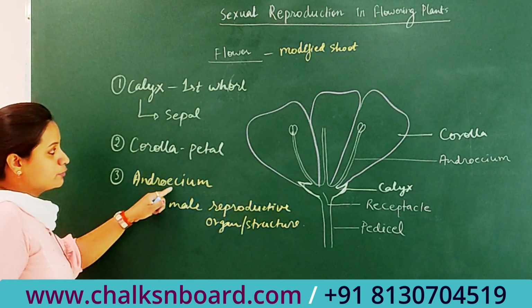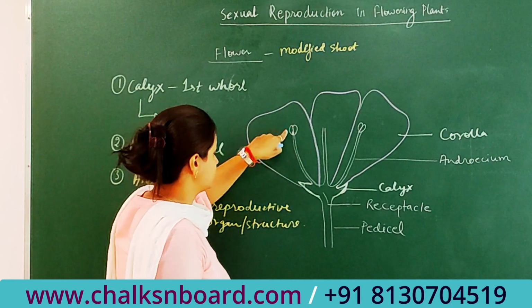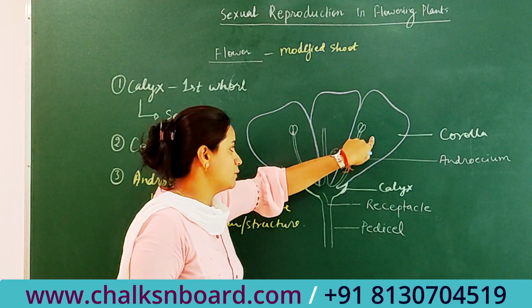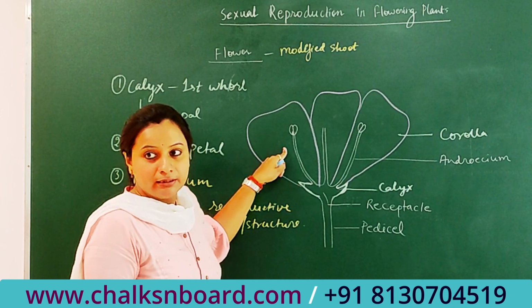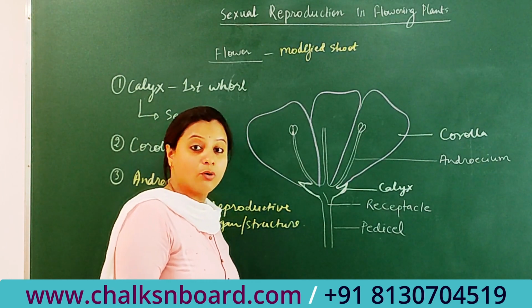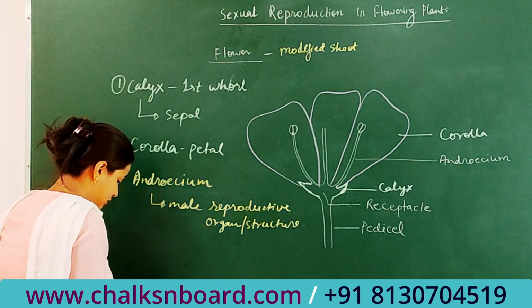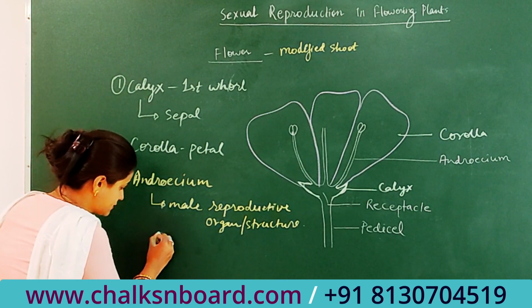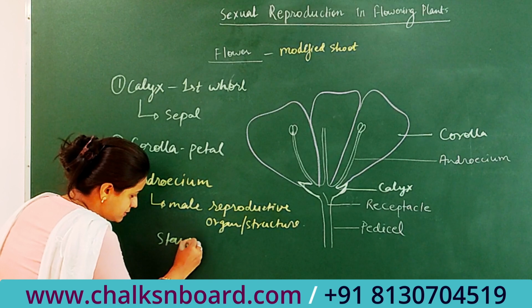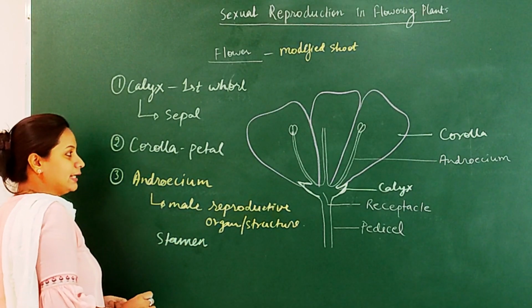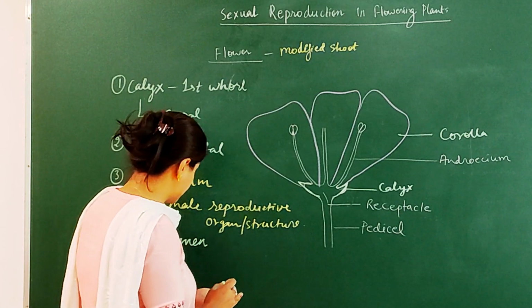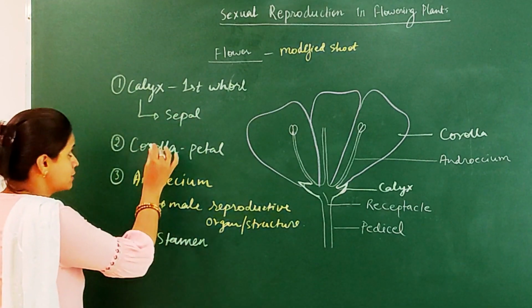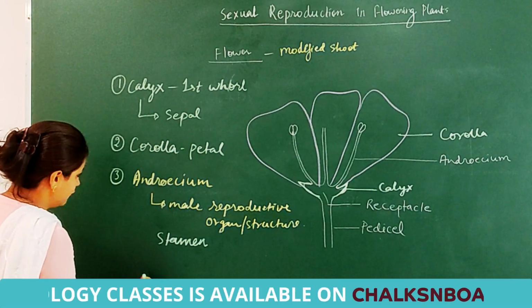Now, androecium again has units. See here, this is also androecium, this is also androecium. So, what do we call a single unit of androecium? A single unit of androecium is called a stamen. I am writing here, stamen. Stamen is a single unit of androecium, and this stamen consists of 3 structures. Later we will talk about that. First, let us have a look at the structures of the flower.